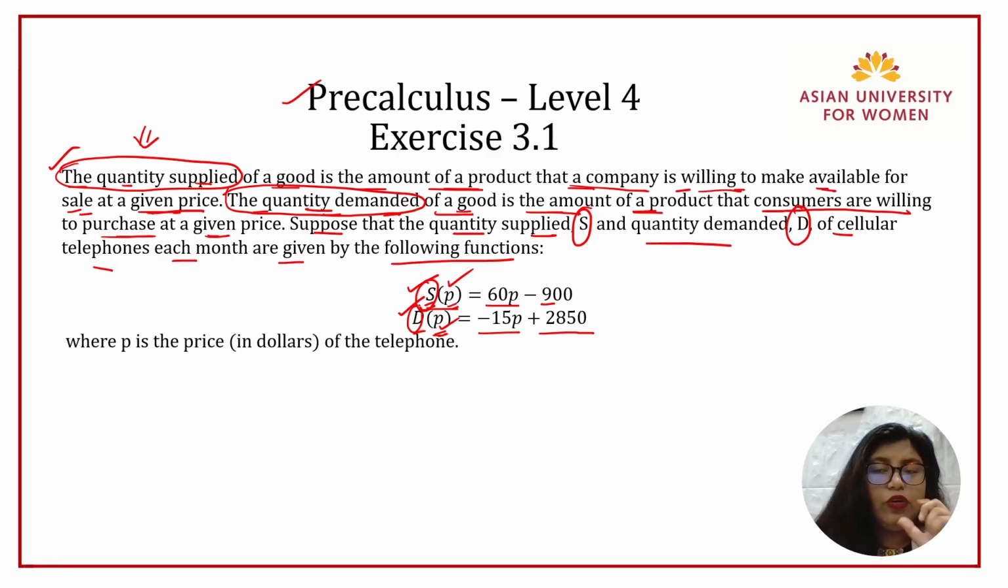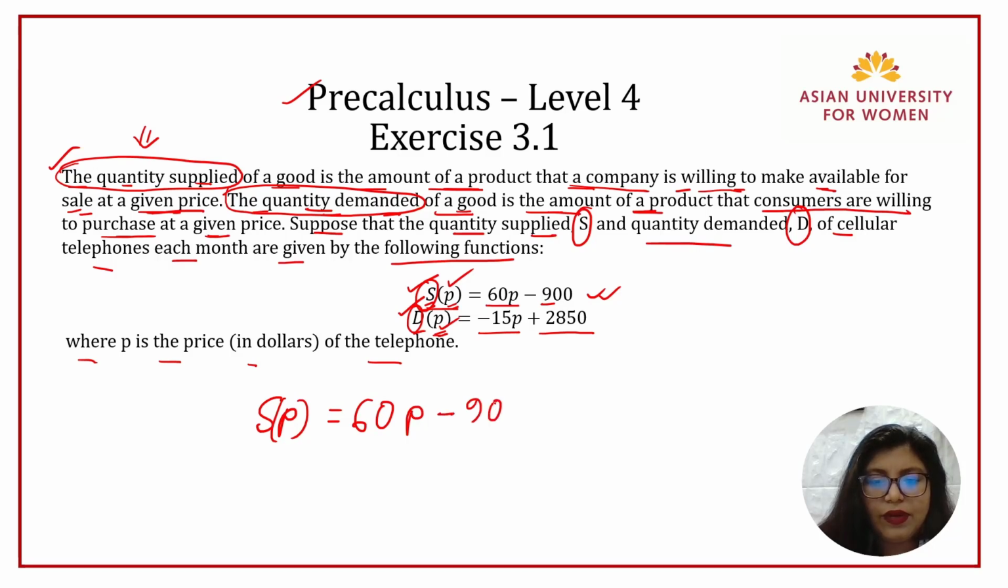So now using these functions, we will do some real life based problems. Here it has been written where P is the price of the telephone, right? So let us try to understand the function. The supply function depends on P, which is 60p minus 900. Here P is the price in dollars of the telephone, right? So in 60p, 60 is the slope, and minus 900 is basically the constant, right? This is the supply at which they want to sell the product.